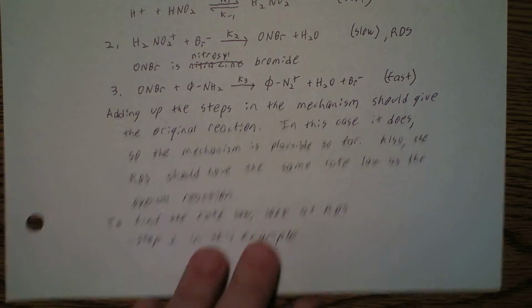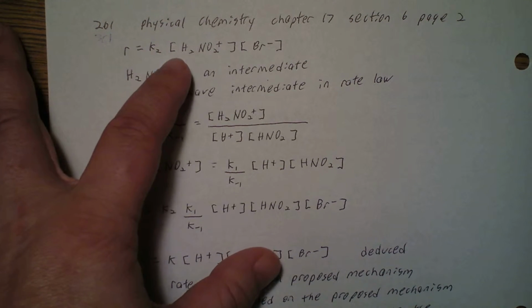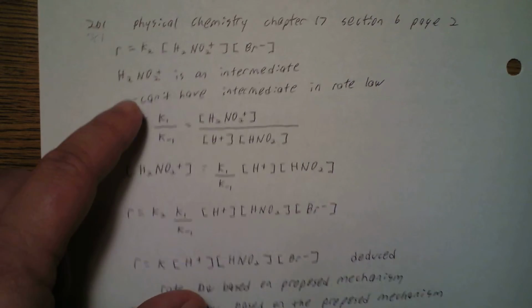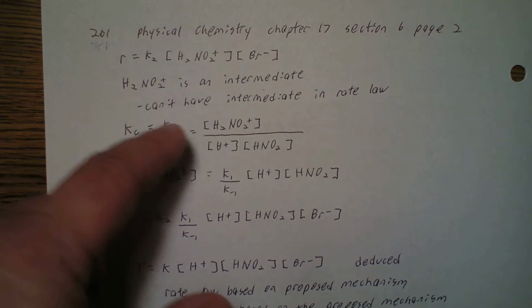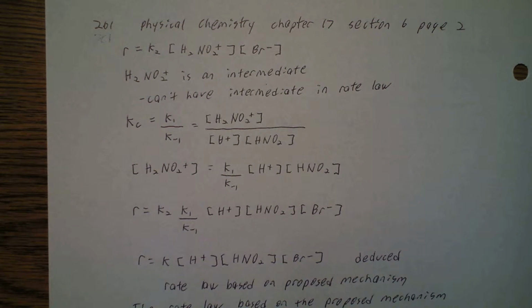So in this example it's step 2. So we have R is equal to K2 times the concentration of the H2NO2 plus times the concentration of the bromide ions. Remember, this H2NO2 plus is an intermediate. Now, we can't have an intermediate in the rate law. We need to do the rate law based on reactants or products or catalysts or something.